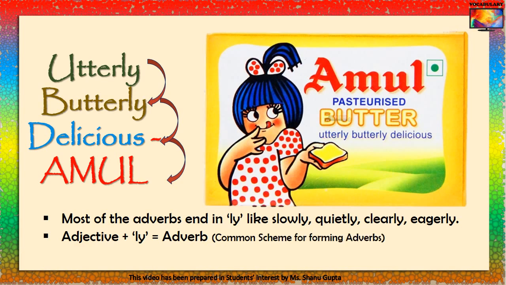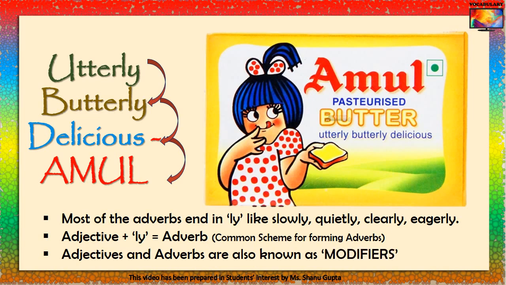Clearly, the brand capitalizes on the fact that most, I would say around 80% of the adverbs end in ly, like slowly, quietly, clearly, eagerly, butterly. Never mind the fact that butterly as a word does not exist in a dictionary. For most of the adjectives, you add a ly to them and lo, you get an adverb. Well, we have used the term modify. An adjective modifies a noun, whereas an adverb modifies a verb, an adjective or another adverb. In modern grammar, these two parts of speech, adjectives and adverbs, are also called modifiers.